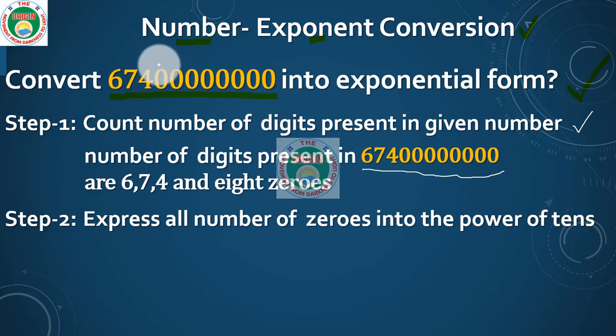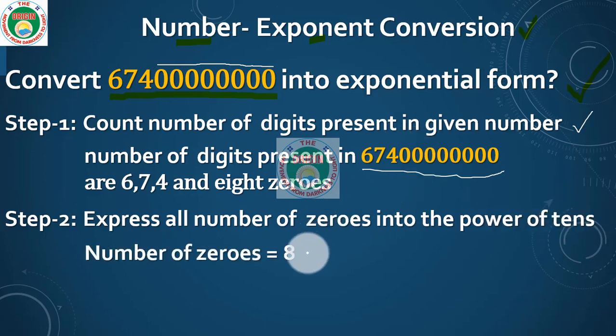I want to express all the zeros. It is very difficult to write this many zeros all the time, so you should convert the zeros into powers. That is, express all the zeros as a power of ten. Now, how many zeros? 8.